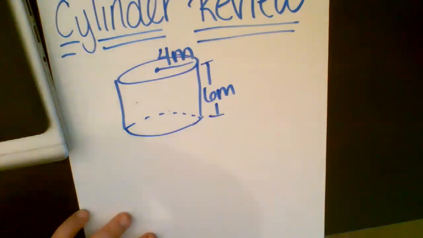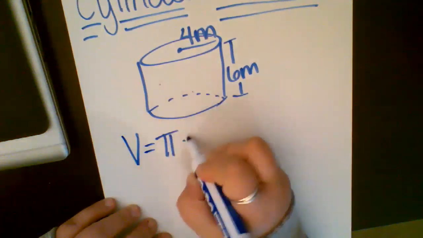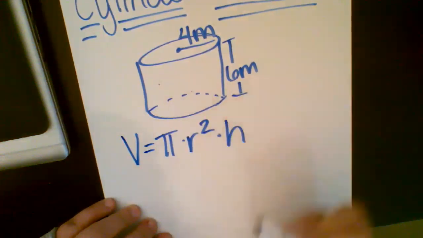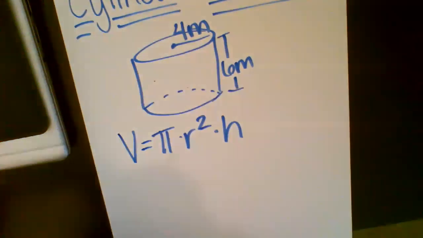We're gonna jump into cones, okay? So cylinder, if you remember, our formula was pi times the radius squared times height, okay? So let's quickly find the volume of this cylinder, okay?